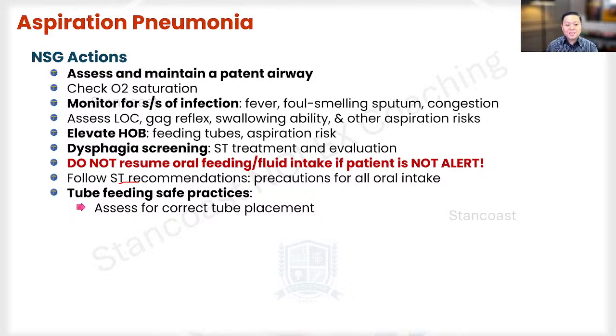So again, if this is an occurrence that would really compromise the patient, then call the medical provider. If there is no standing order or if there is no such protocol to do an abdominal x-ray, then make sure that you communicate with a physician or the medical provider. Hey, doctor, this is what happened to my patient.